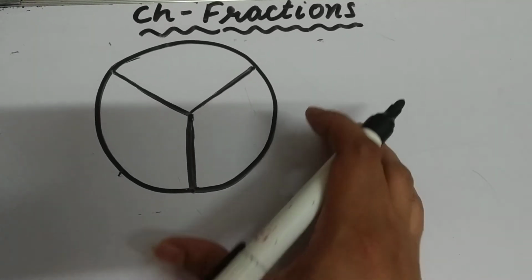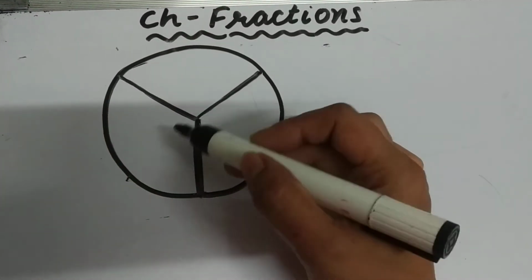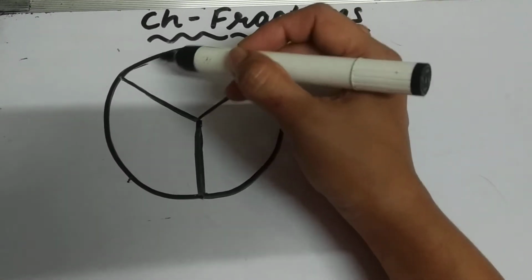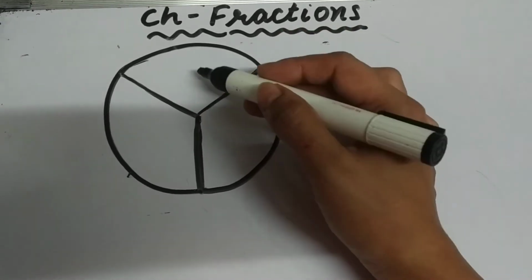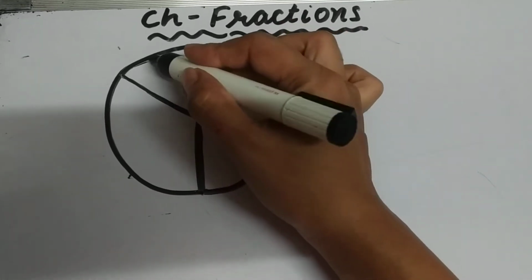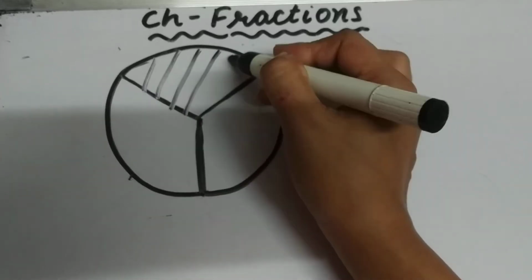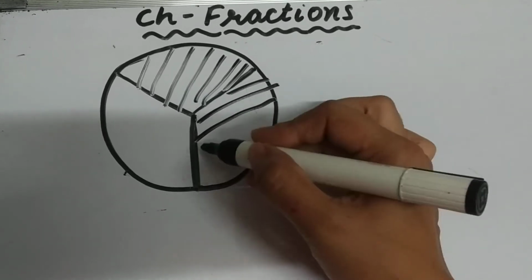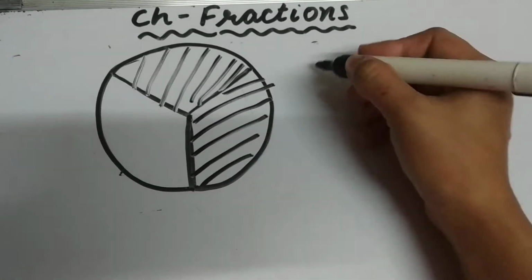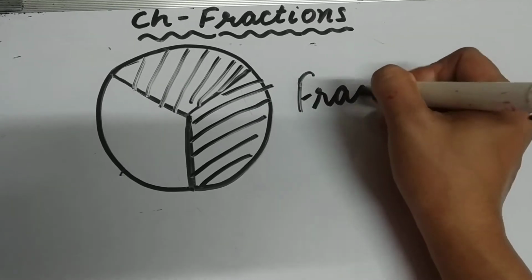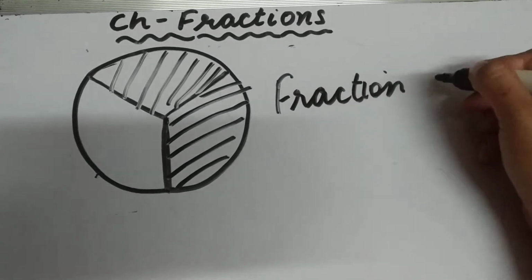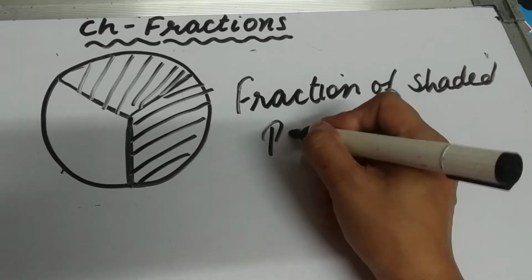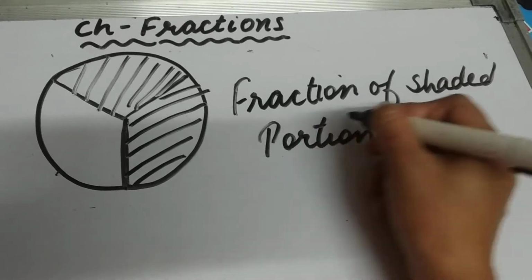See, in this figure, the circle is divided into 3 equal parts. So this complete circle is the whole, and this whole is divided into 3 equal parts. And if I shade 2 out of these 3 parts, what will be the fraction of the shaded portion? It will be 2 upon 3.